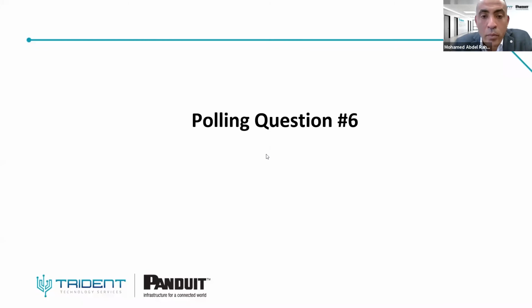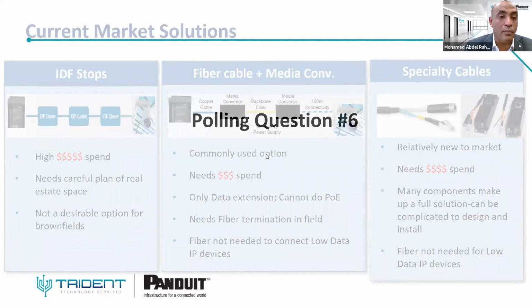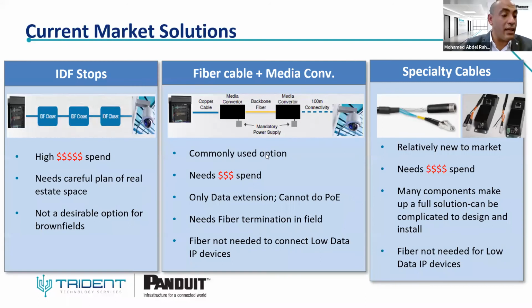Okay, most of the people are using the PoE extender every 100 meters. You are using multiple extenders or repeaters to extend. Many of them talked about the fiber and media converter from both sides. So, these are the solutions you mentioned in the polling questions. These are the solutions available in the market.